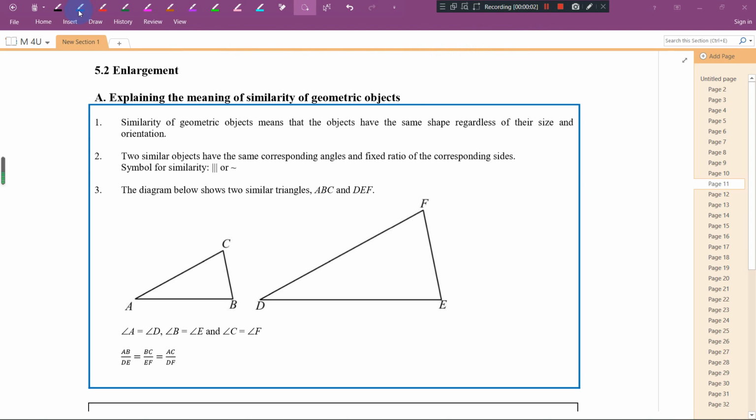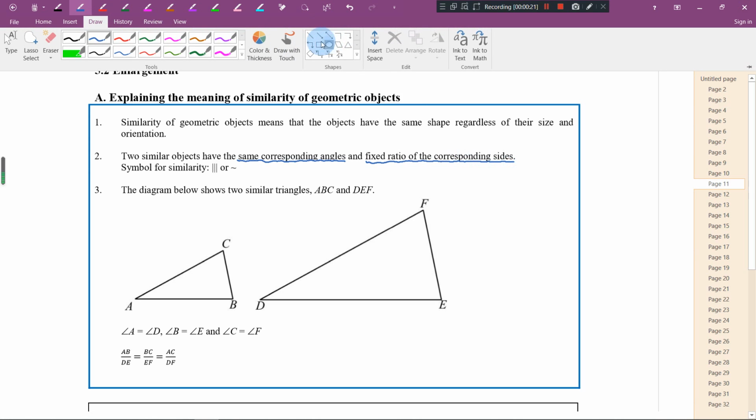Hi, everybody. In this video, let's look at enlargement. Before we talk about enlargement, let's talk about similarity first. Two objects are similar when they have these two properties: same corresponding angles and fixed ratios of the corresponding sides. That means their corresponding sides are proportional.